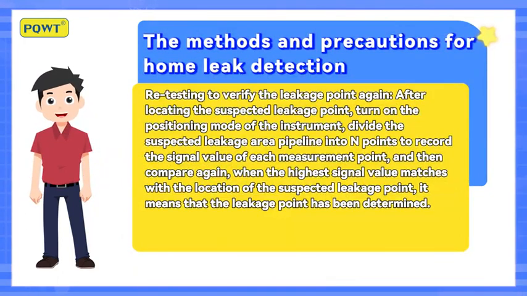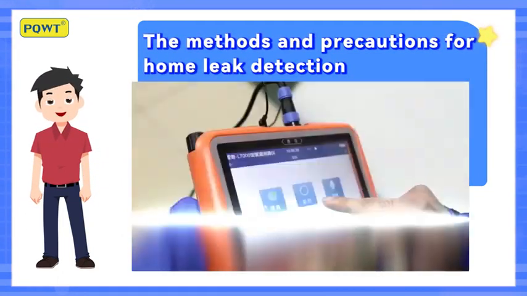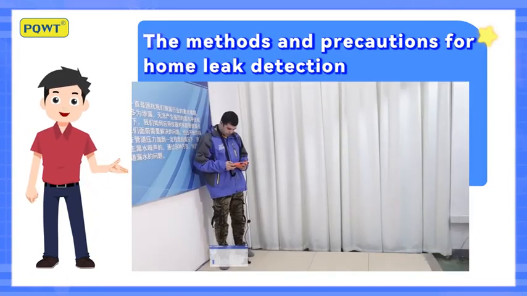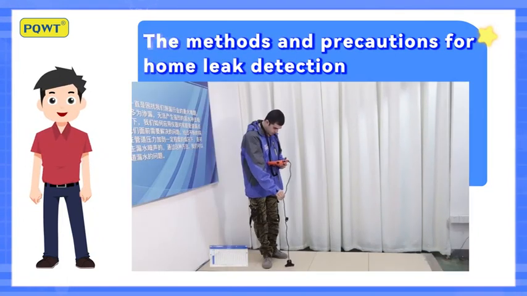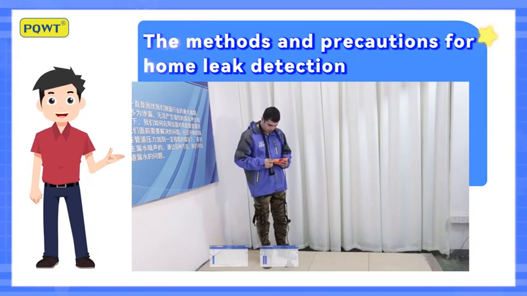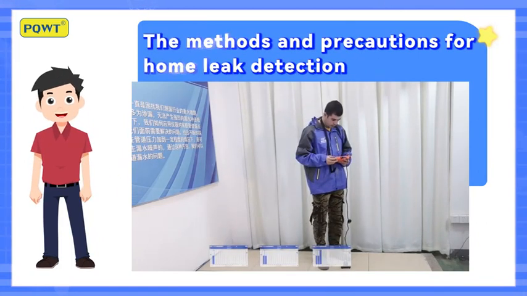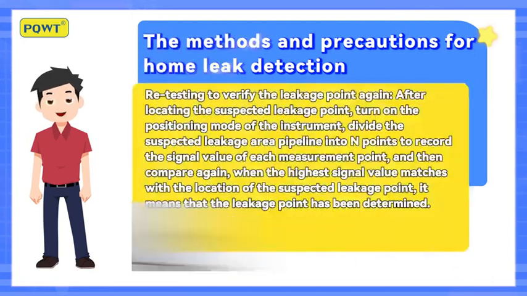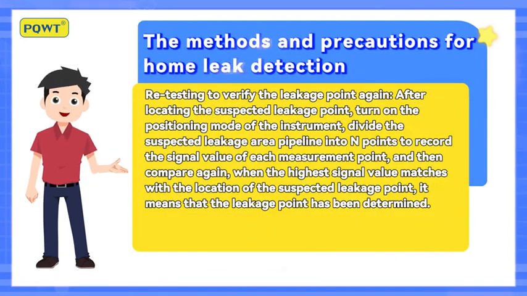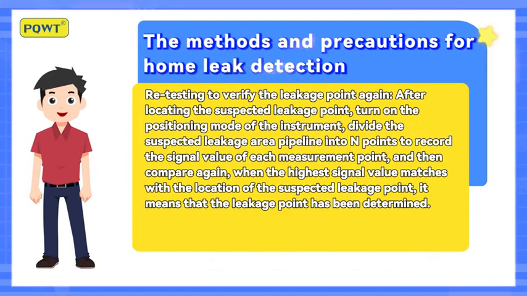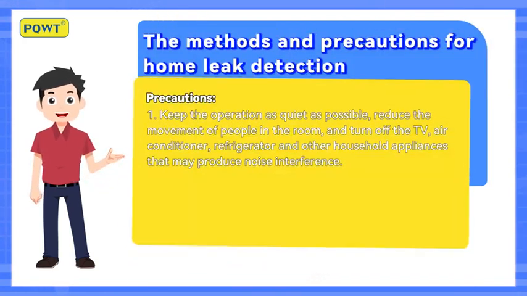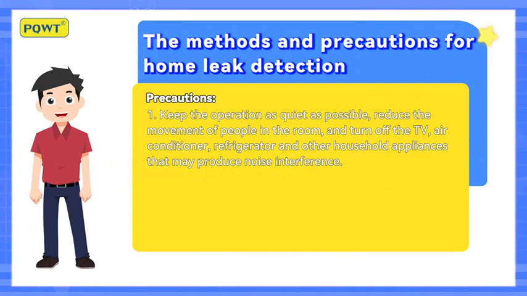After locating the suspected leakage point, turn on the positioning mode of the instrument. Divide the suspected leakage area of the pipeline into endpoints, record the signal value of each measurement point, and then compare again. When the highest signal value matches the location of the suspected leakage point, the leakage point has been determined. Precautions. 1. Keep the operation as quiet as possible. Reduce the movement of people in the room, and turn off the TV, air conditioner, refrigerator, and other household appliances that may produce noise interference.